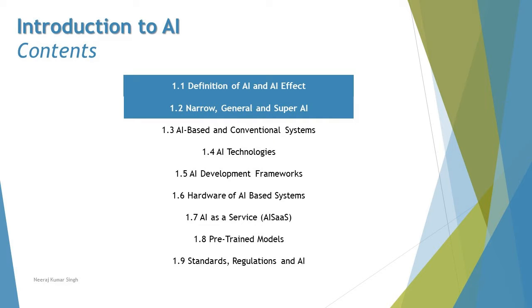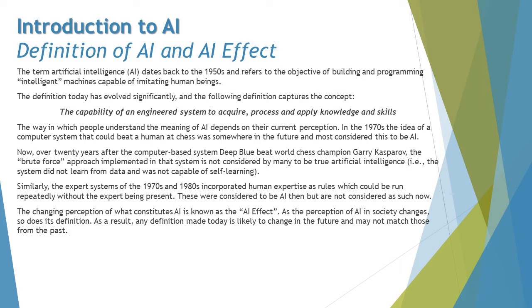Now today, to get started, the very first thing we are talking about is 1.1, the definition of AI and AI effect, and at the same time differentiating between narrow, general, and super AI. To get started, first of all, we are talking about the definition of the word AI, which means artificial intelligence.